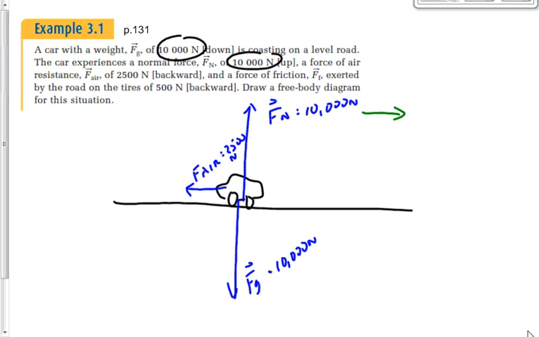All right, we got one more. We get the force of the road on the tires, friction. We'll call that FF. It's 500 newtons. Now, ideally, I'd like to make that 1/5 the length of the force of air resistance, but it's pretty hard to draw it that short, so that's good enough. It shows us that it's a smaller value.